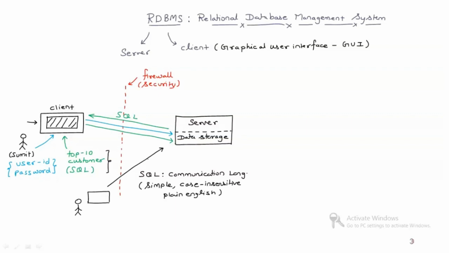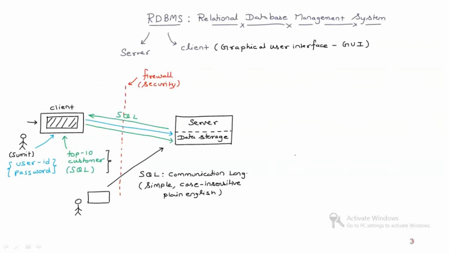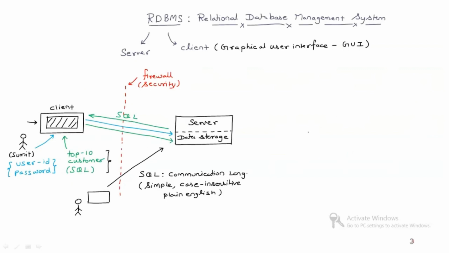So the same view of the data is resolved. Also here, since the data storage is huge, there will not be a problem regarding data limitation or the size of the data. But the second problem, which was over here, which is the logical collection and arrangement of the data, how is this resolved? Now let's understand this problem.